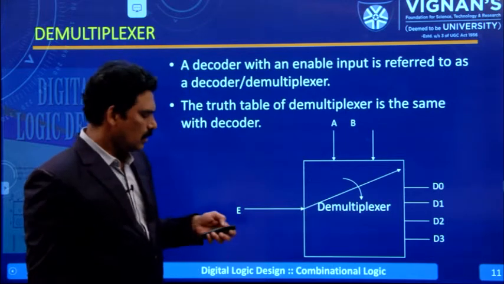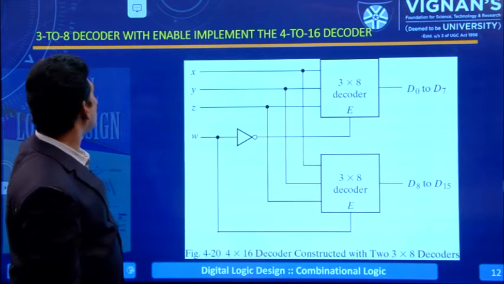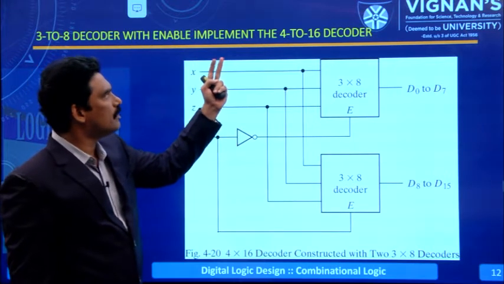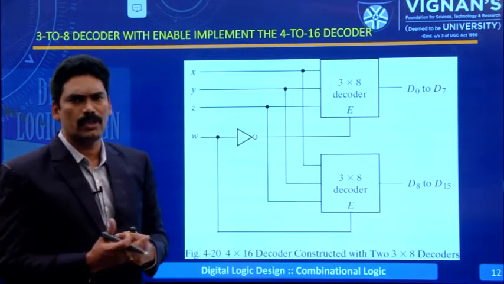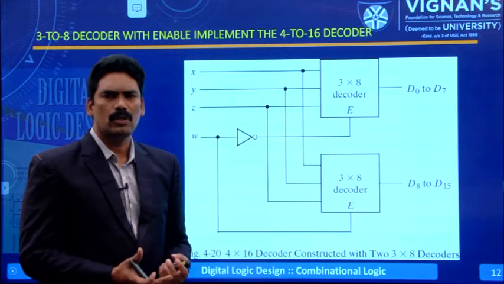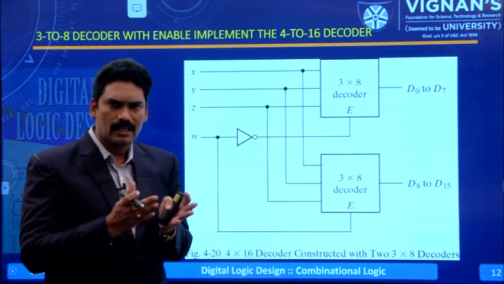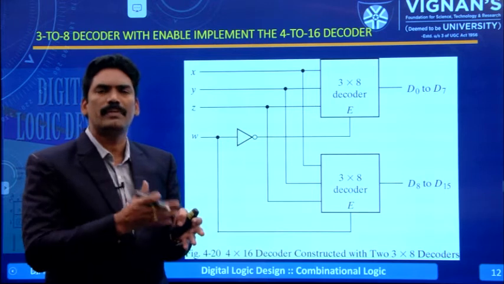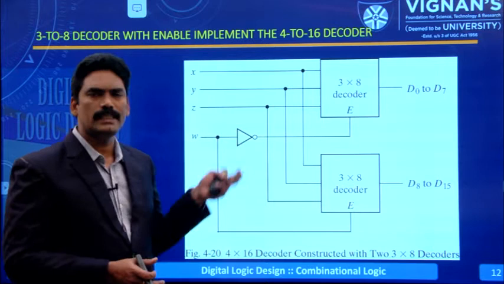Now, this is one example. This is a 3 to 8 line decoder with enable; implement the 4 to 16 line decoder by using two 3 to 8 line decoders. Suppose we have only two 3 to 8 line decoders, and we need to design a 4 to 16 line decoder. How to do that? By combining these two 3 to 8 line decoders, we can build a 4 to 16 line decoder also. So, this is the mechanism.